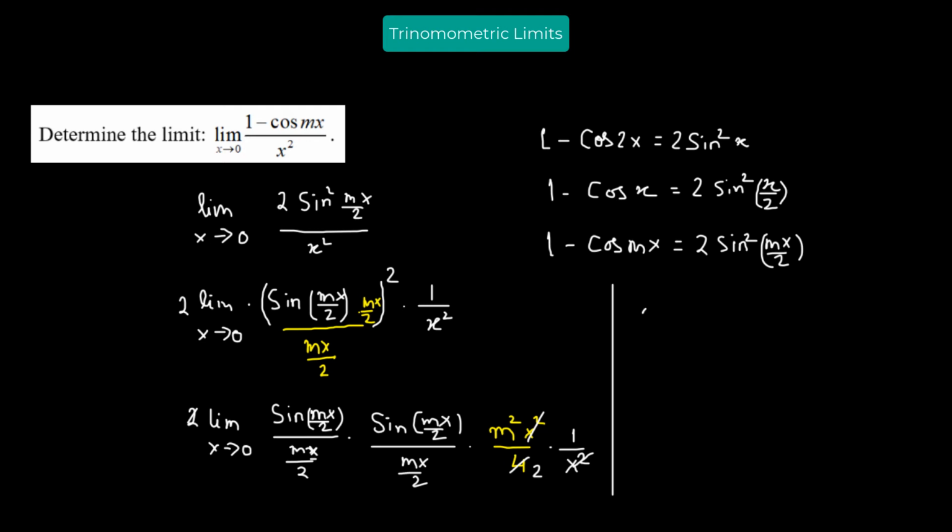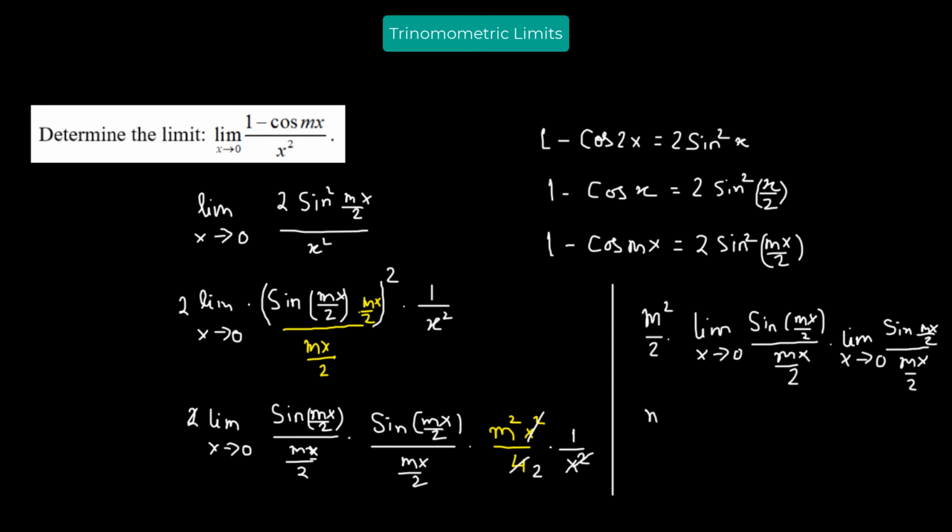m squared over 2 times the limit of x tending to 0 sine of mx over 2 divided by mx over 2. So we have another sine mx over 2 divided by mx over 2, so we are also going to apply the limit to it. So we have limit x tending to 0 sine mx over 2 divided by mx over 2. So that leaves us with m squared over 2, because the limiting value of sine mx over 2 divided by mx over 2 is going to be equal to 1.